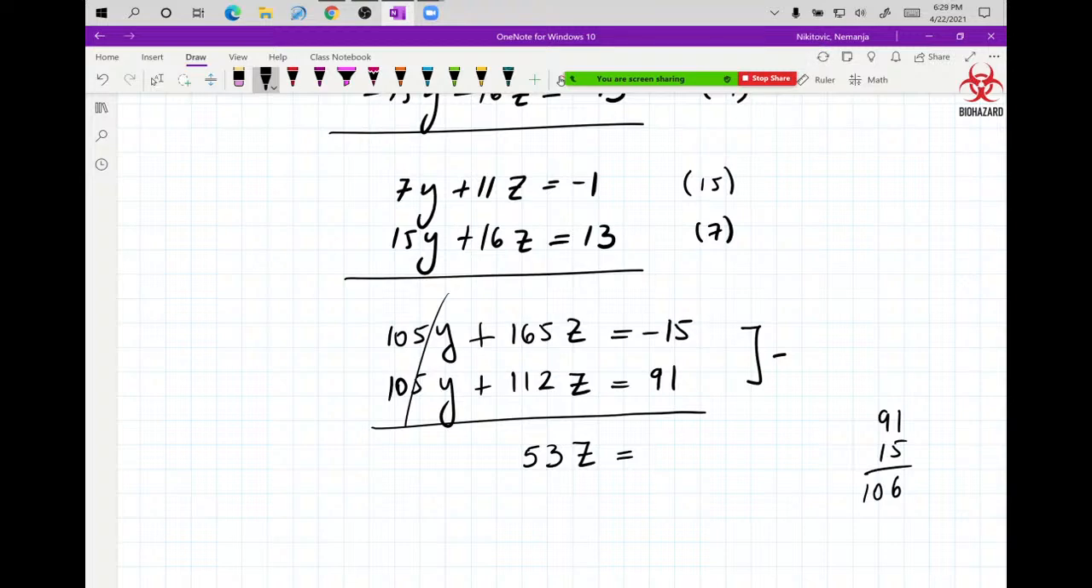Ooh, 106. Yes. 106, that's double. Z equals negative 2. Okay, I'm happy. It looks like we're good. So z is negative 2. And it really didn't look good when I got 53 here, but the other worked out to be 106. Nice.